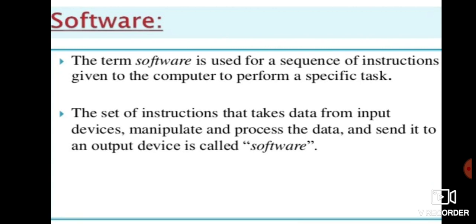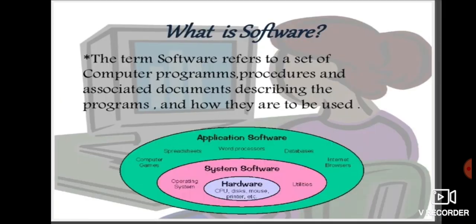The term software is used for a sequence of instructions given to a computer to perform a specific task. So students, software comprises a sequence of instructions which enable a computer to perform a specific task. The set of instructions that takes data from input devices, manipulates and processes the data and sends it to the output device is called software. This is the definition of software in other words.